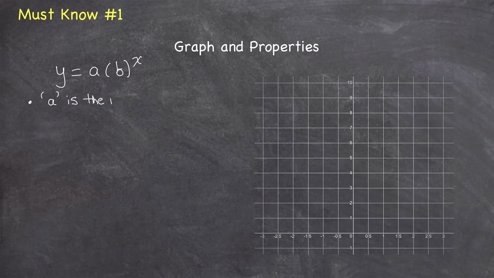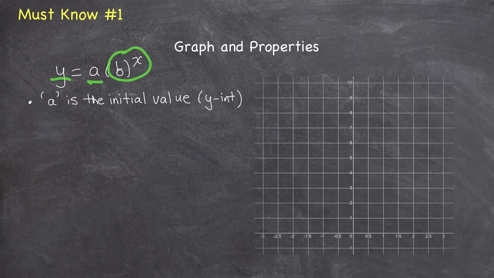a is the initial value of the function, and graphically, that would show up as the y-intercept. At any y-intercept, we know that the x value is 0. So in the equation, if you make x 0, this power would equal 1, leaving y to just equal a. And it's also worth noting that a can be any real number.